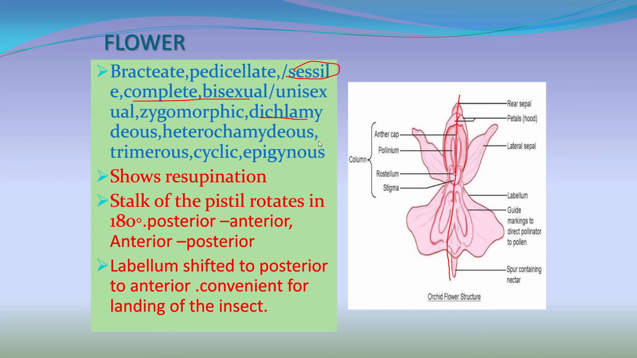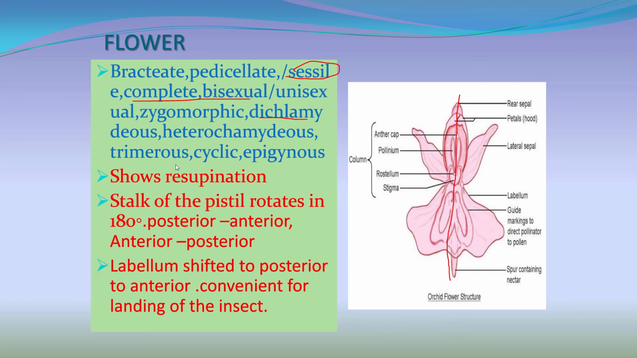What is dichlamydeous? Chlamydeous means perianth developed in two whorls, outer whorl and inner whorl. That outer whorl is calyx, inner whorl is corolla. When those two whorls are present in a flower, they are called dichlamydeous. What is heterochlamydeous? Hetero means both are different. So outer whorl and inner whorl are in different colors, that is called heterochlamydeous.